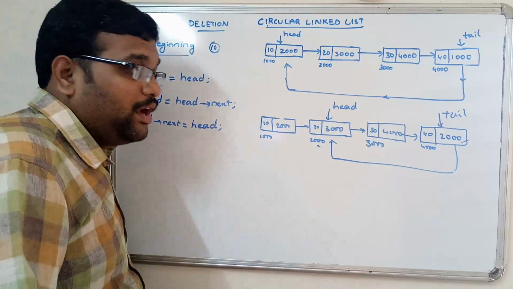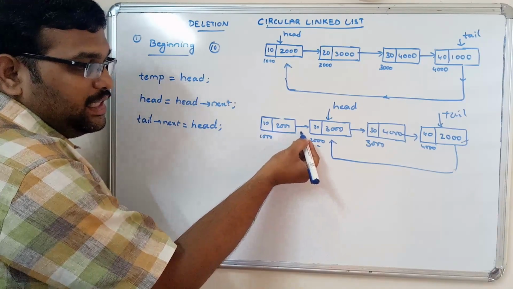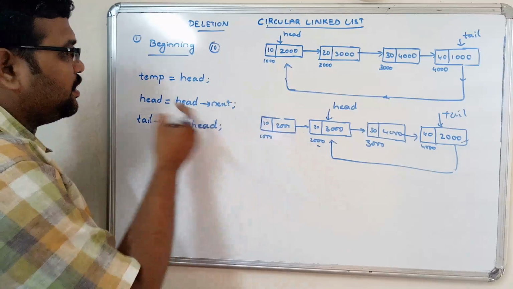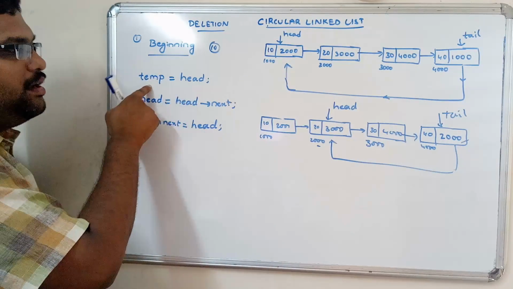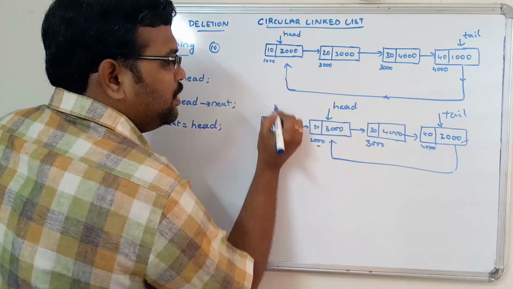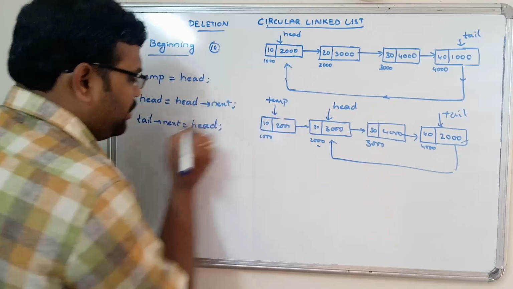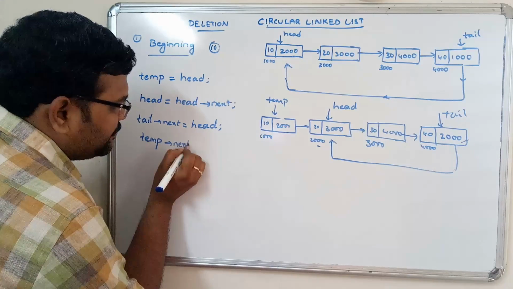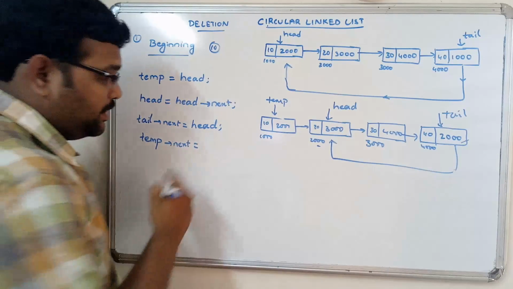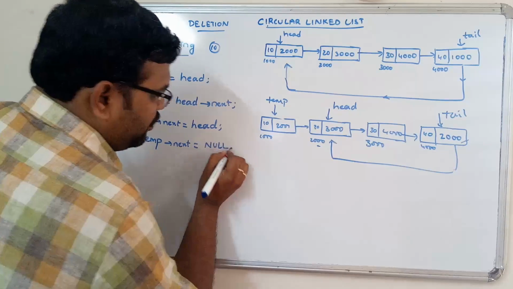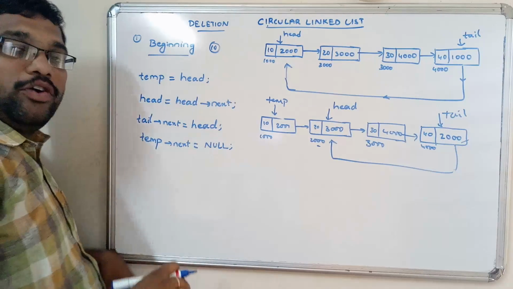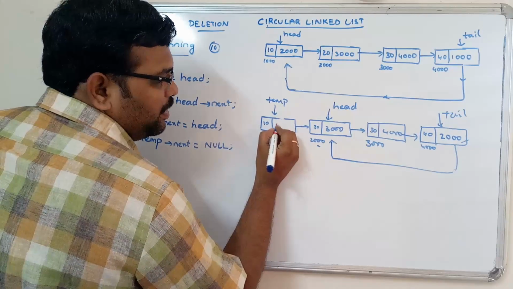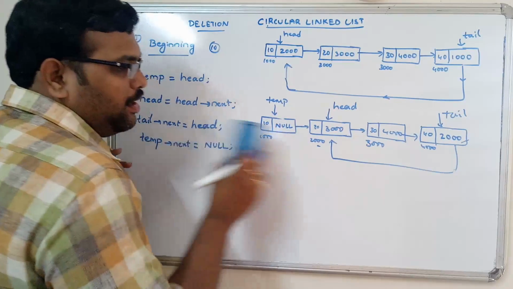Now one more thing we have to do. What is that? This link should be disconnected. We have assigned head to temp. So here there will be temp. Simply we can write temp of next is equal to null. So automatically here it removes the 2000 and places the null.